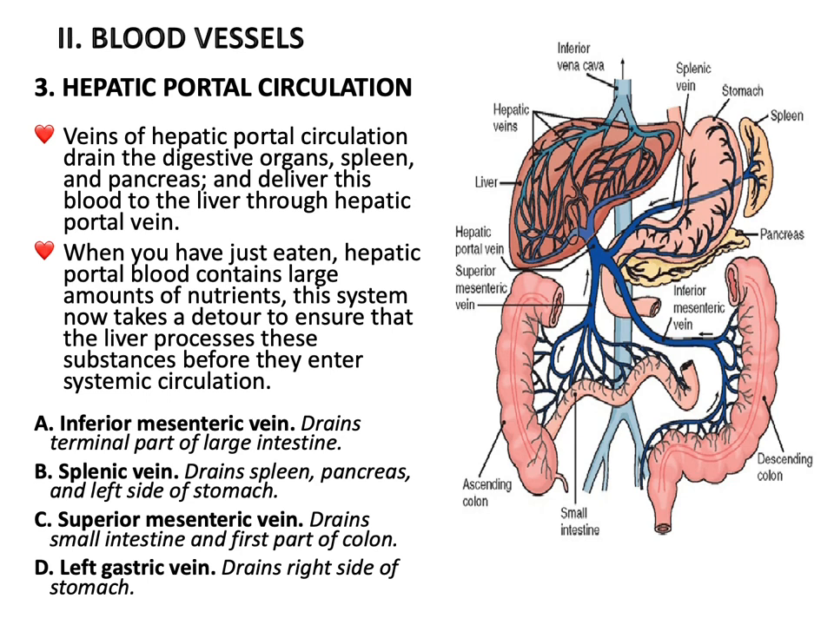Another is the hepatic portal circulation. Veins of the hepatic portal circulation drain the digestive organs, the spleen, the pancreas, and deliver this blood to the liver through the hepatic portal vein. So, pag tayo kumain, obviously, yung ating hepatic blood contains large amounts of nutrients. This system should now take a detour to ensure na napoproseso ito ng liver bago siya makapasok sa ating body cells.